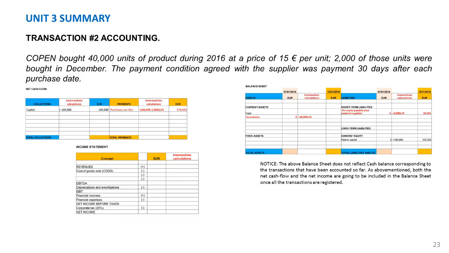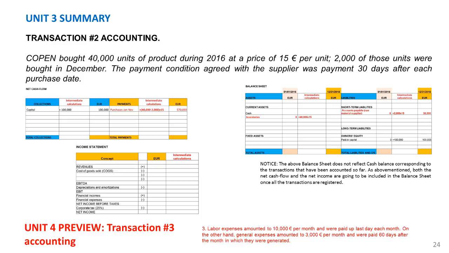Finally, the balance sheet shows the two effects of this transaction, in addition to the effect on the cash balance that is not shown here yet. On the one hand, inventories of raw material, an asset, increase. On the other hand, accounts payable to raw material suppliers, a liability, also increase. In the next video, we analyze and account for the next transaction, which refers to labor expenses and general expenses.